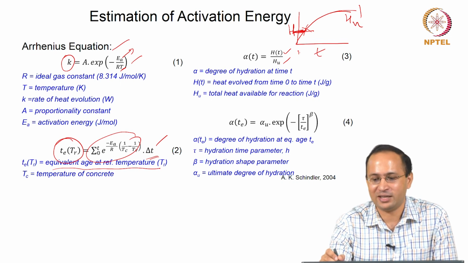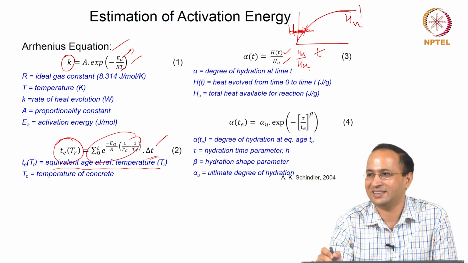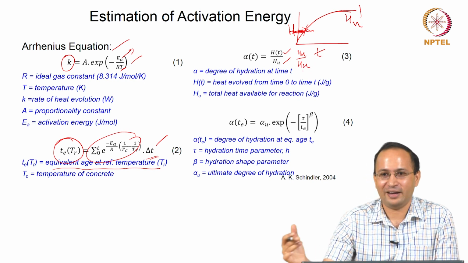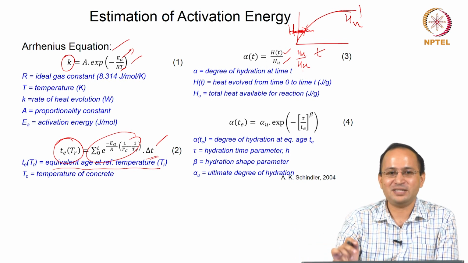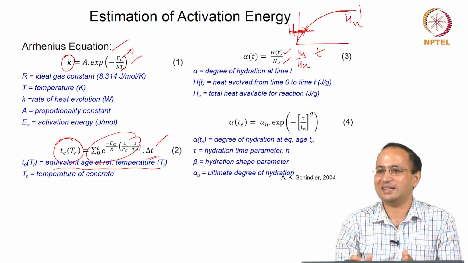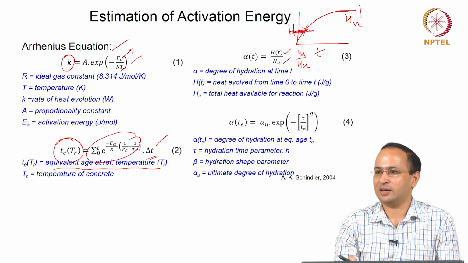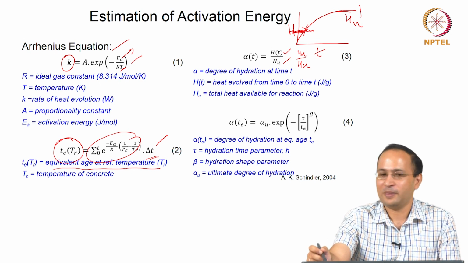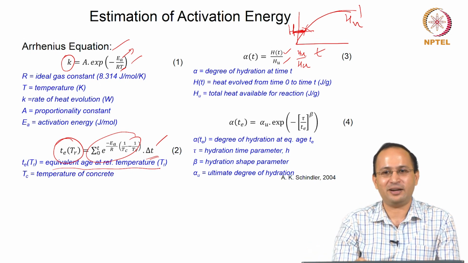When HT becomes HU, what will happen? You will get the degree of hydration as 1, that makes sense, right. And when your HT is equal to 0, the degree of hydration is 0, that no heat has been released, that means there is no reaction. So, based on this curve, you can calculate the degree of hydration.